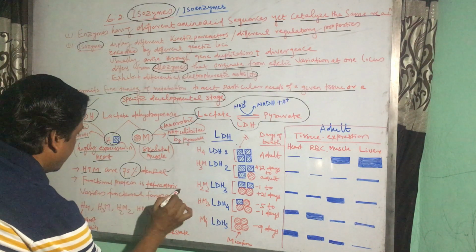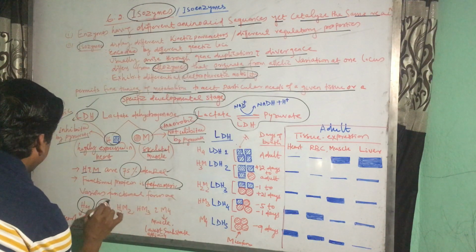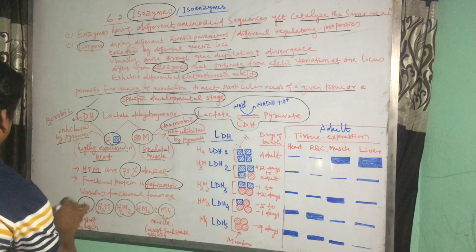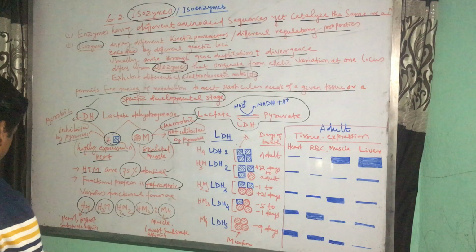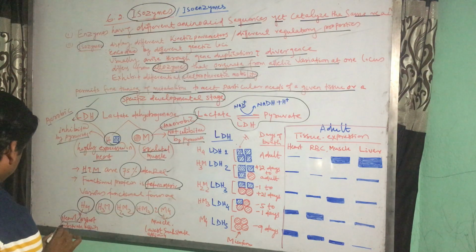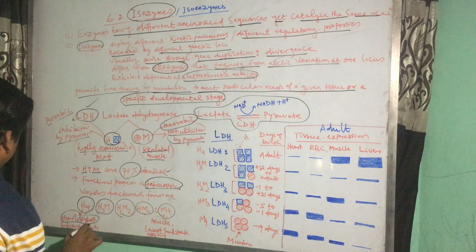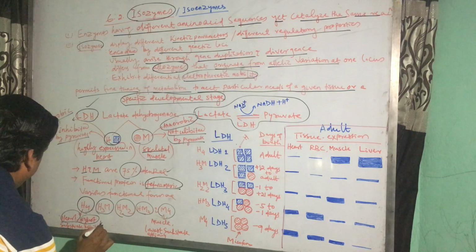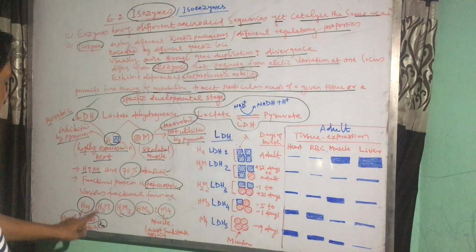The protein is tetrameric, as we have mentioned before, and so there are 5 different combinations of these H and M which are possible. When all subunits are H type, it is H4, which is highly expressed in heart, and it has the highest substrate affinity. Substrate affinity is measured by Km, so in other words, it has the lowest Km.